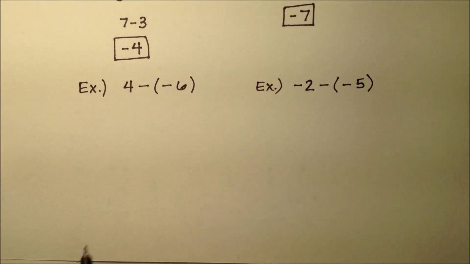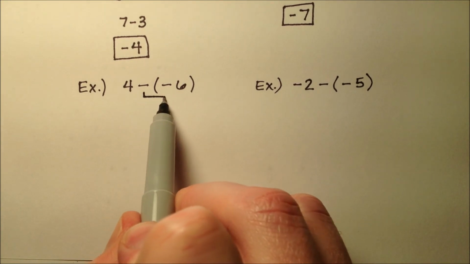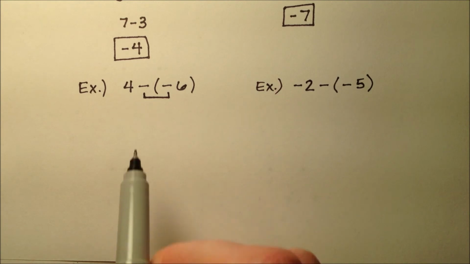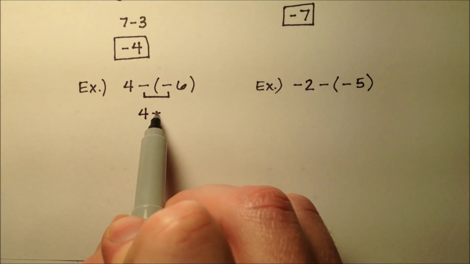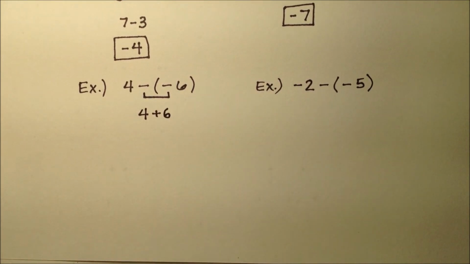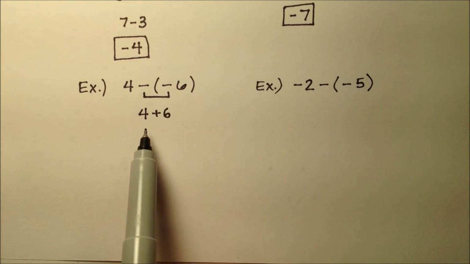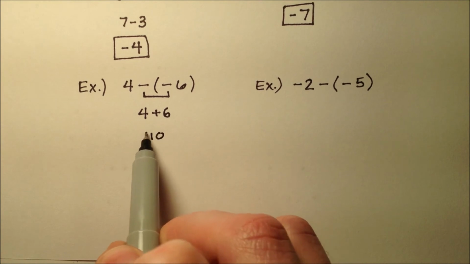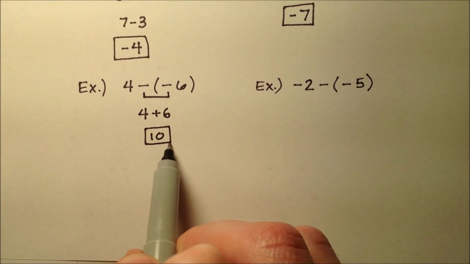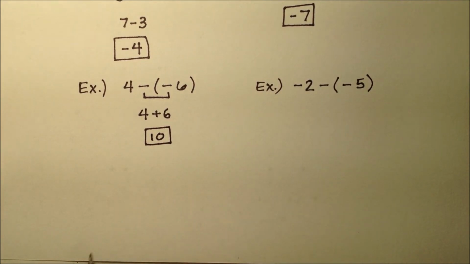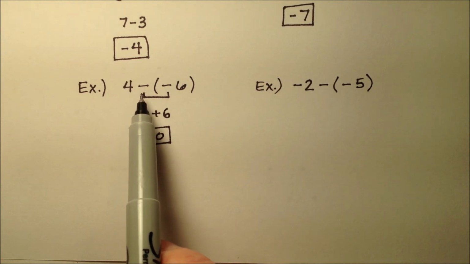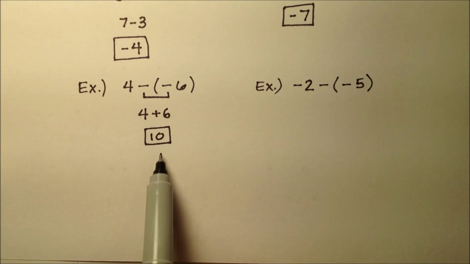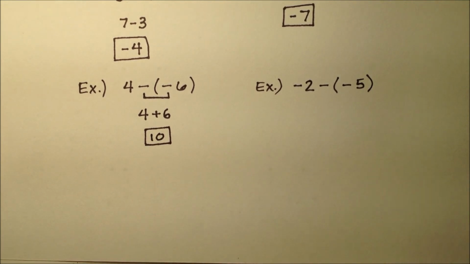Well, when I do that, here's the rule. When I have two negatives right next to each other, they're going to cancel each other out, and the two negatives are going to become a positive. So in this problem, I now have 4 plus 6. And 4 plus 6 is just 10. So that's my final answer. So 4 minus a negative 6 became 4 plus 6, which is just 10.